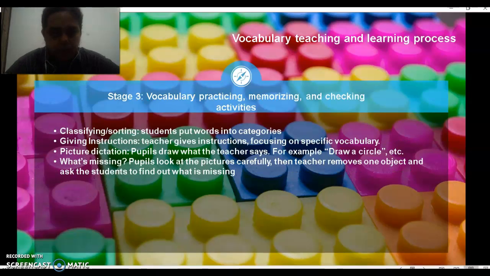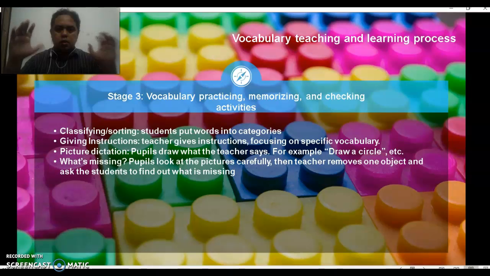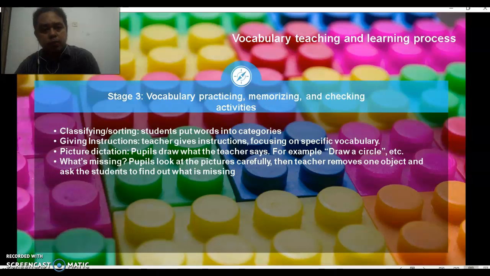Now, stage 3. About vocabulary, practicing, memorizing, and checking activities. We can do classifying or sorting techniques, so students put the words into categories. Giving instructions. The teacher gives instructions focusing on specific vocabulary. Or picture dictation. Pupils draw what the teacher says. For example, draw a circle, draw a square. Or what's missing. In this activity, students look at the pictures carefully, and then the teacher removes one object and asks the students to find out what is missing.